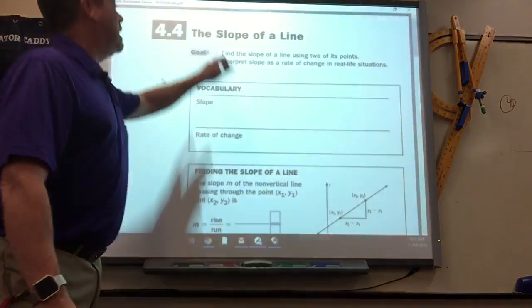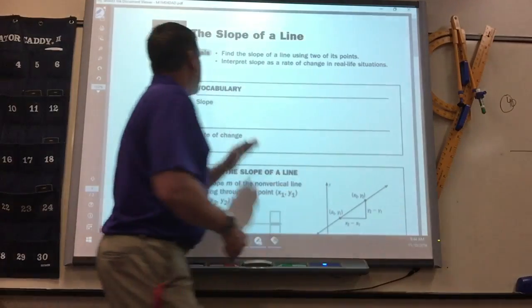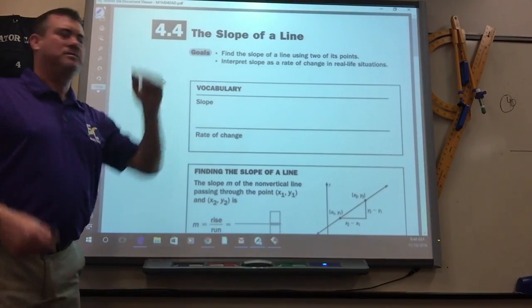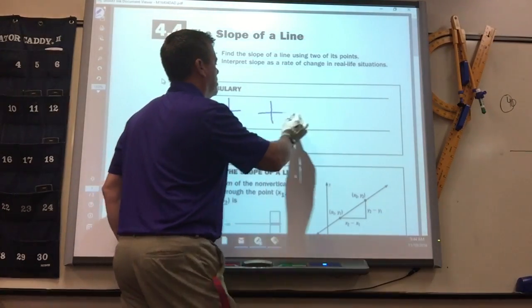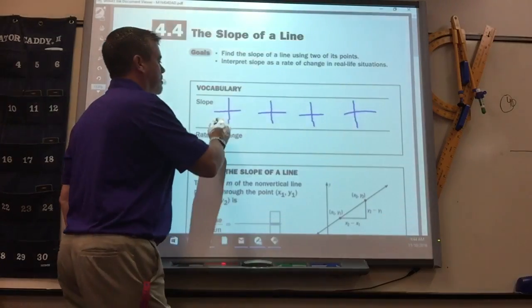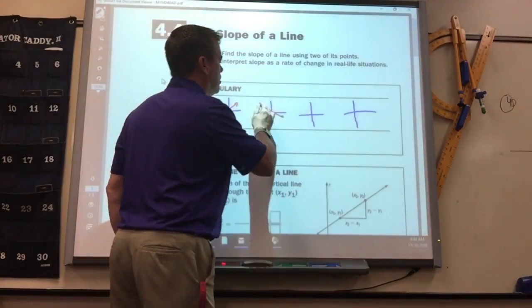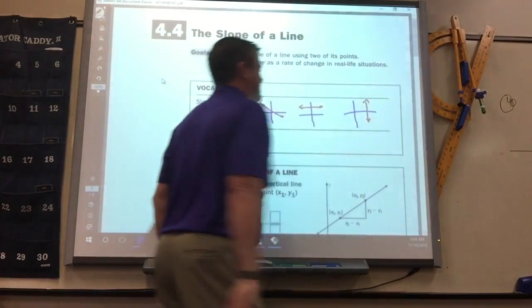It's finding slope, which we did a lot of last year. Slope is the angle that a line goes up or down. So remember, there's 4 types of slope. The line's either going to be going up, down, horizontal, or vertical.